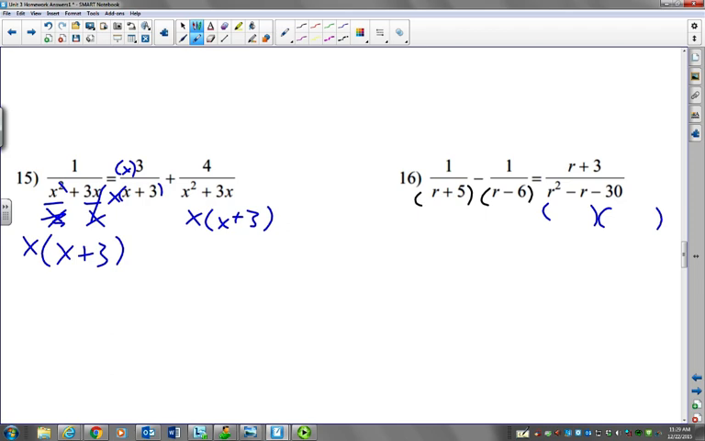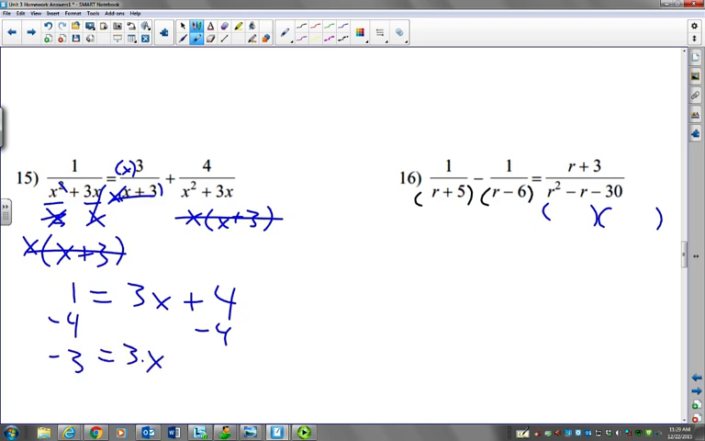And now that the bottoms are all the same, we can just cross them out and just solve for the top. So we get 1 equals 3 times x is 3x plus 4. Solving for x right now. So we're going to minus 4 from both sides. So we get negative 3 is equal to 3x. And right now they're being multiplied, so we're going to divide by 3. And so then we reduce that, negative 3 over 3. So x just equals negative 1. So there's your answer there for number 15.